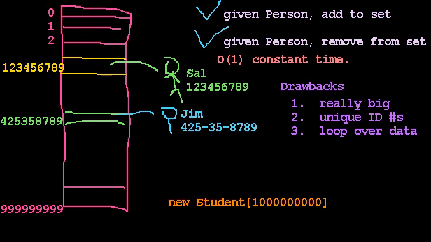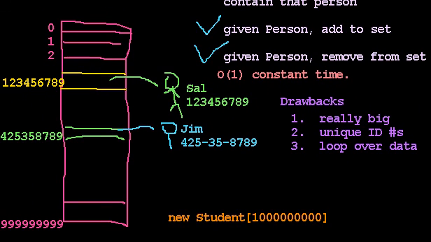In the next video, we'll consider, is there a way that I can take this idea but not maybe occupy a billion elements? Maybe we can make a smaller array achieve the same beautiful constant running times.